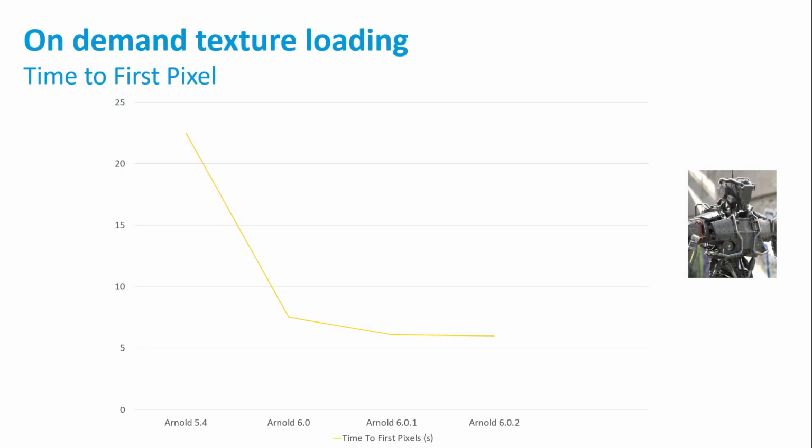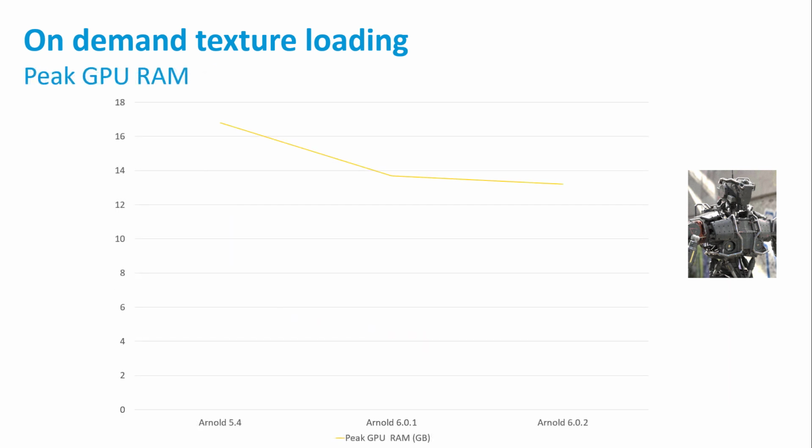We've also been collaborating with NVIDIA to load textures on demand on the GPU instead of loading the entire textures up front. As you can see, this helps in reducing the time to first pixel. And it also reduces memory consumption. Note that this is a work in progress and we expect bigger savings as we go on.